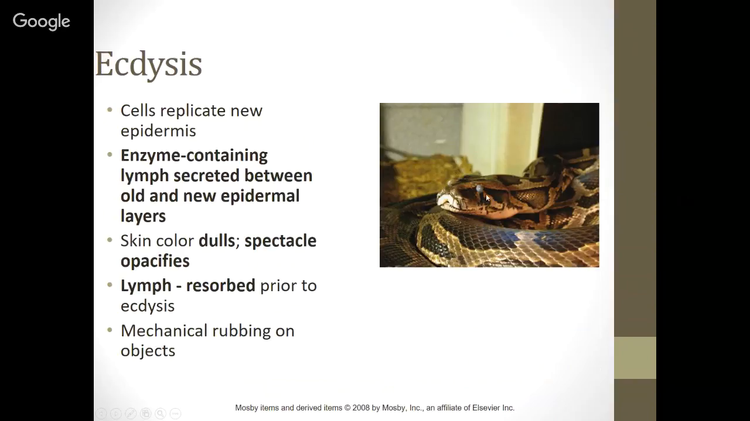There's lymph, that's the fluid, and it's resorbed prior to ecdysis. So when they get that separation, that fluid is in there to separate the old from the new, and then it's resorbed, and then we have this dry skin on top that is removed by mechanically rubbing on objects.